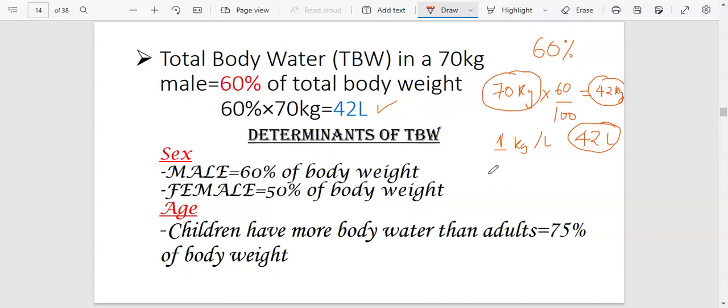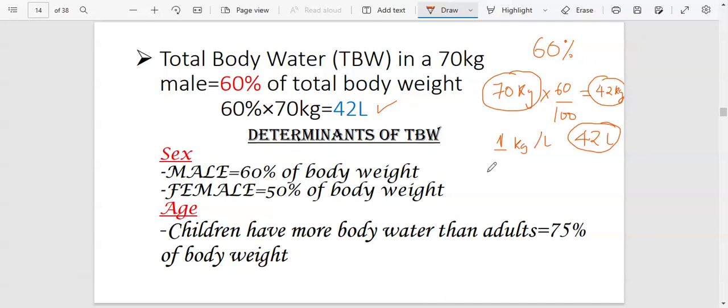So if you change the mass of the person, for example, most of the females, because there are some things that affect total body water, like sex. Males have 60% of body weight. Now for females, it's just 50% of body weight. Why? Because the other percentage is going to be taken by electrolytes. So that is where the other percentage of body weight is going to go. Females are mostly fat, or they store a lot of fat within their bodies. That is why they are going to have reduced body water.